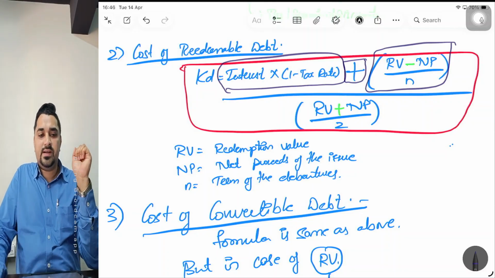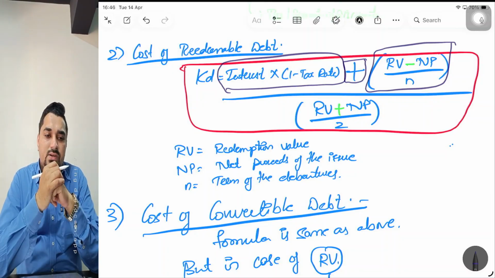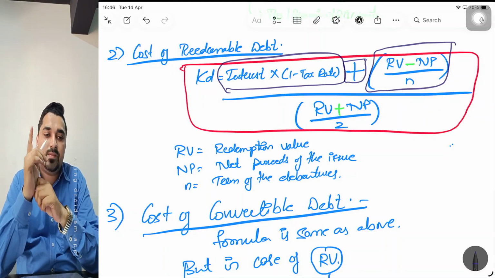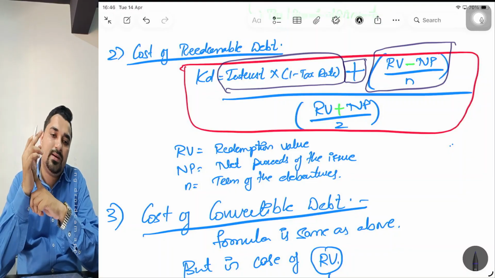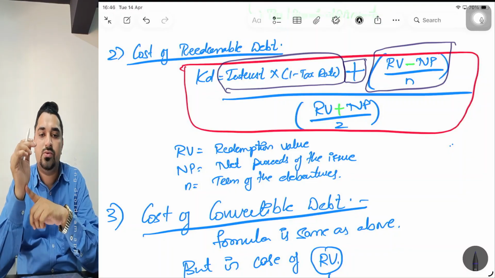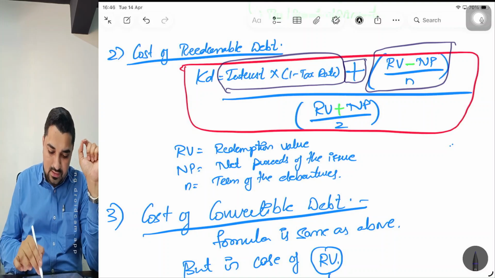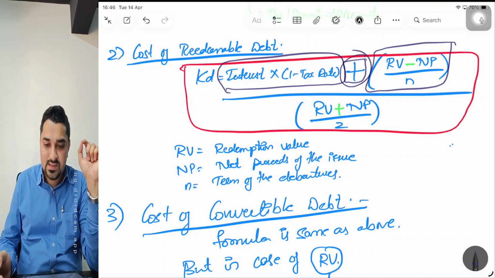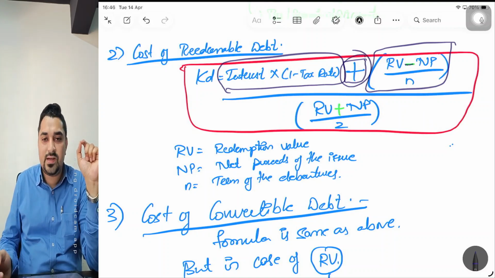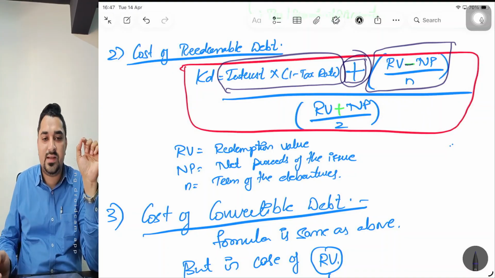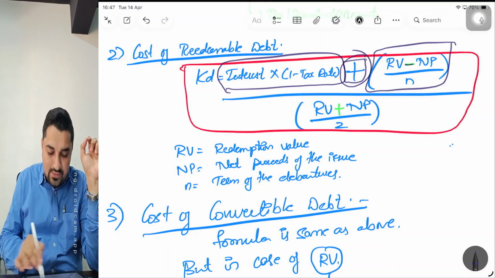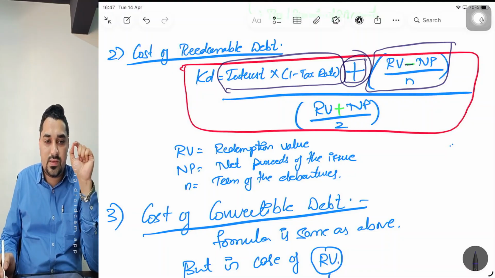Cost of redeemable debt, KD equal to interest into 1 minus tax rate plus, remember, plus RV minus NP divided by N, the whole divided by RV plus NP divided by 2. Where students go wrong: where you have to put plus, you'll put minus. Here RV minus NP divided by N, you'll do it plus. RV plus NP divided by 2, you'll do it RV minus NP divided by 2. And the whole divided by should be there. So this is where you go wrong.